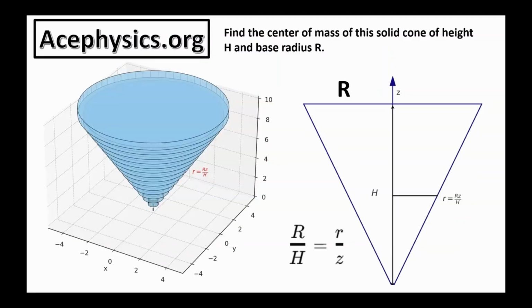Here's problem number 4. Find the center of mass of this solid cone of height h and base r. This is a 3D picture of the cone, and here's a cross section. The total height of the cone is big H, and the radius of the cone is big R.